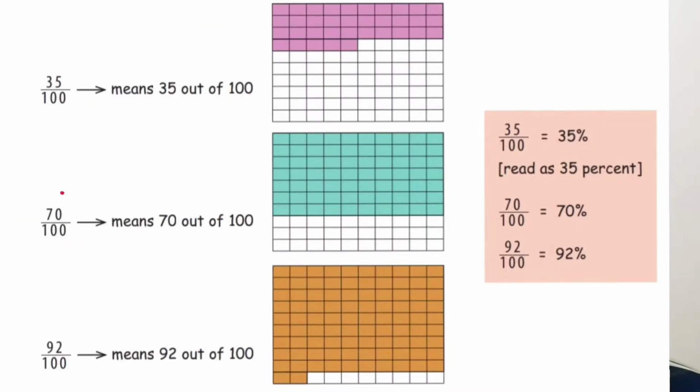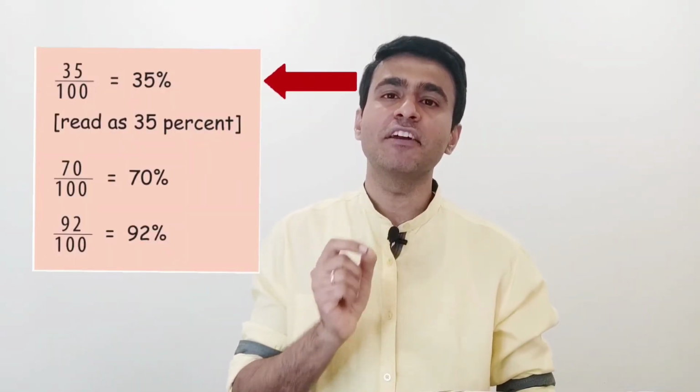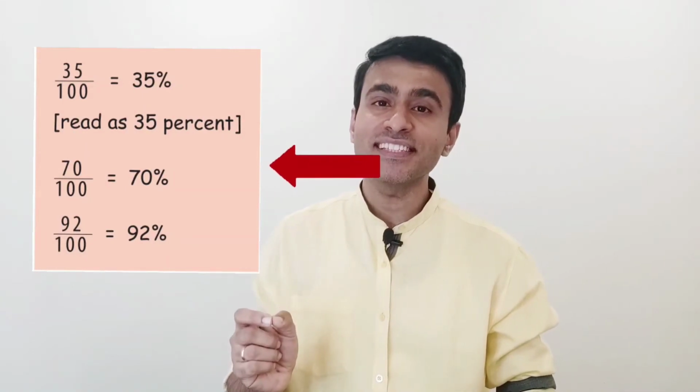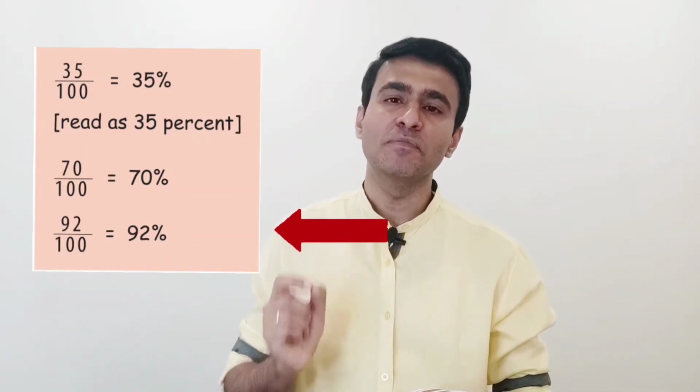And 70 by 100 is 70 out of 100. And 92 by 100 means 92 out of 100. This is how we read percent. 35 by 100 is nothing but 35%. 70 by 100 is 70%. 92 by 100 is 92%.